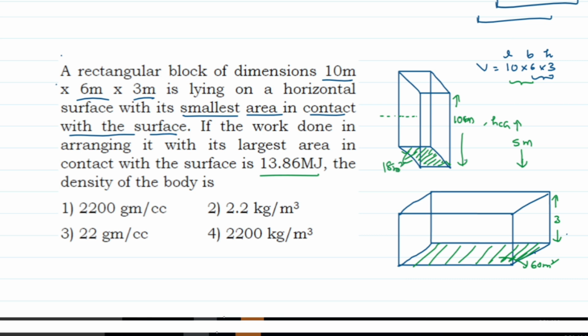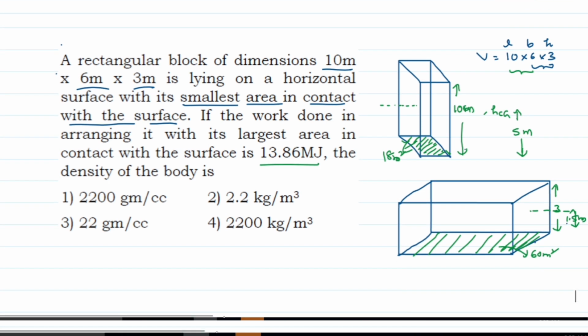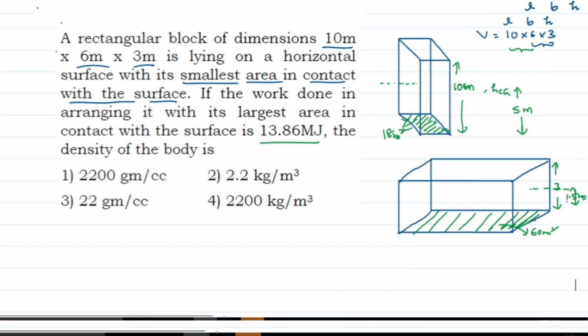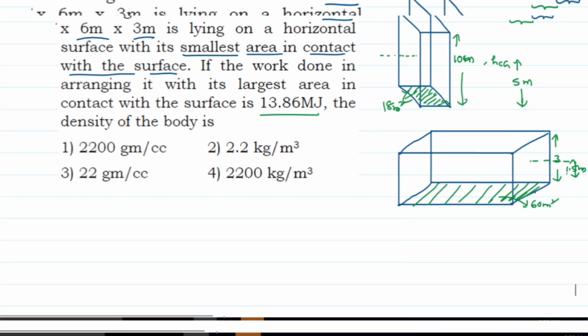Now let us see, students. This is 3 meters height, so the height of center of gravity will be at the center, nearly at 1.5 meters distance. This is the second case. Now the work done by arranging this is given, and they are asking for the density of the body.